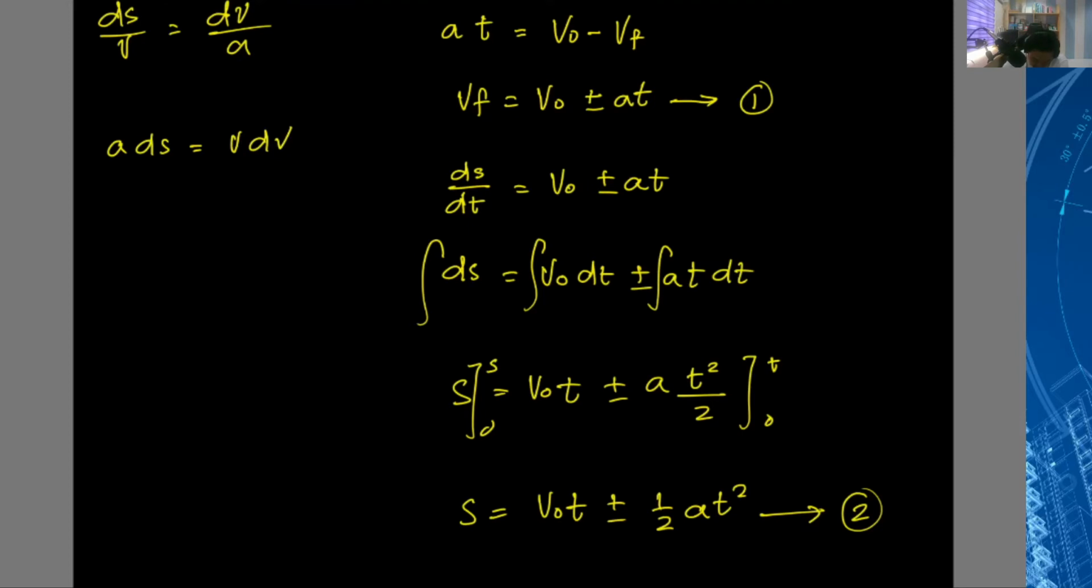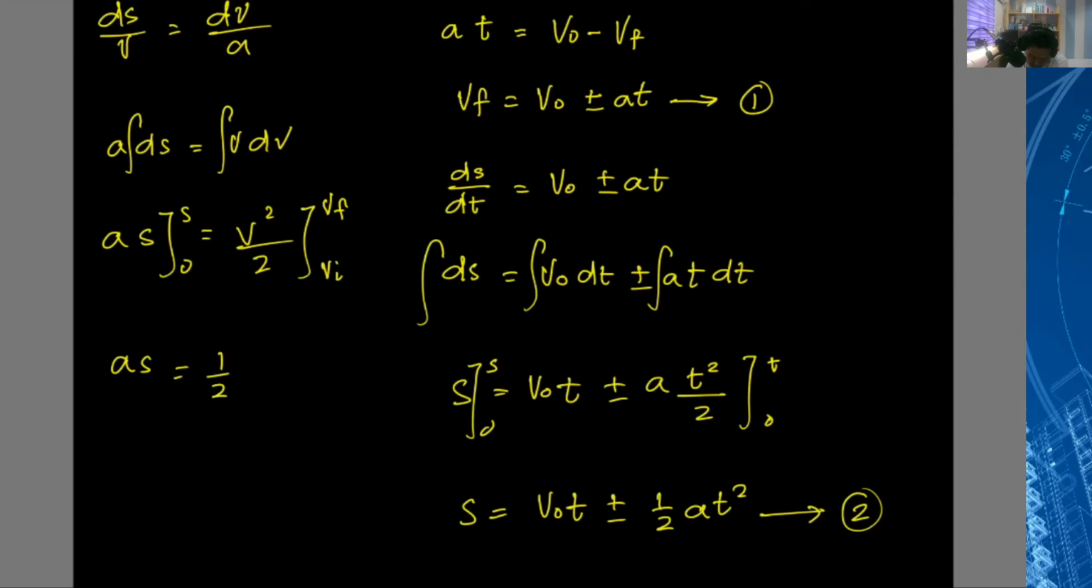So if we want to get the solution of this expression, we will integrate this. So this becomes s with the limit of 0 to final s, equals to this one becomes v squared over 2 with the limit of velocity initial to velocity final. So the final term here is s, because 0 here is 0, so s will remain. Equals to, this one becomes what? Let's factor out 1/2.